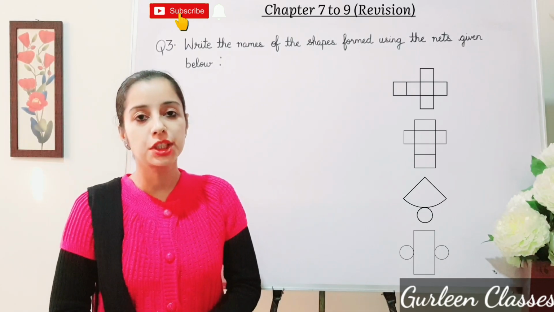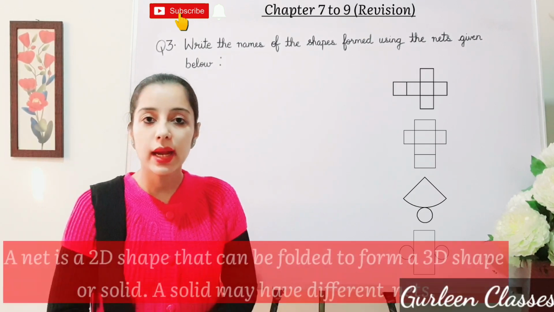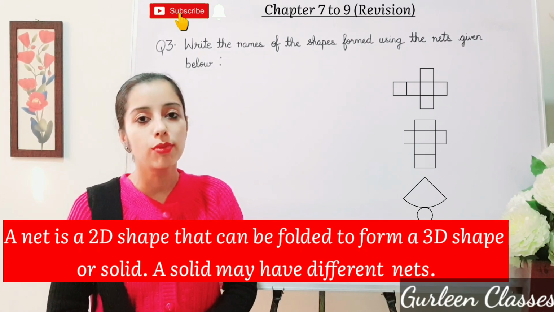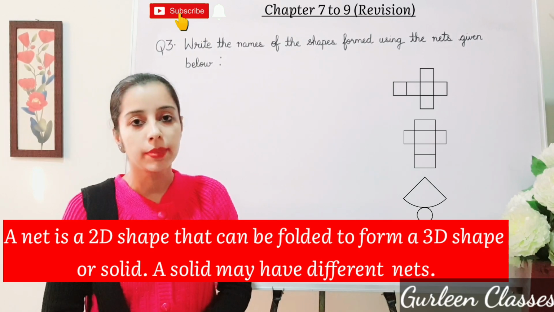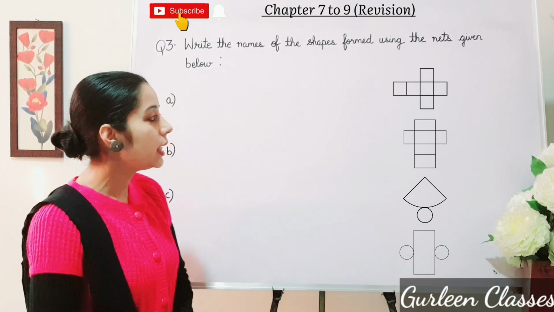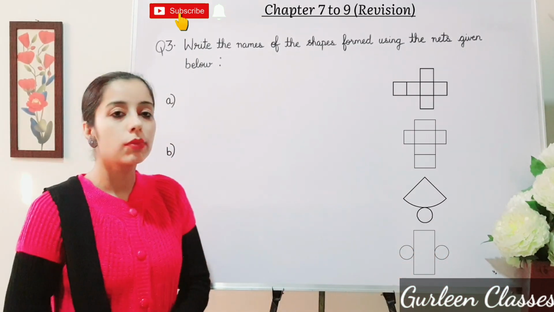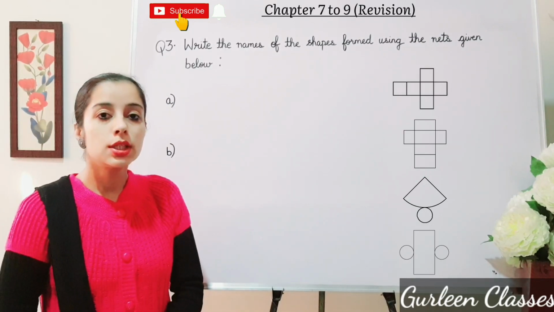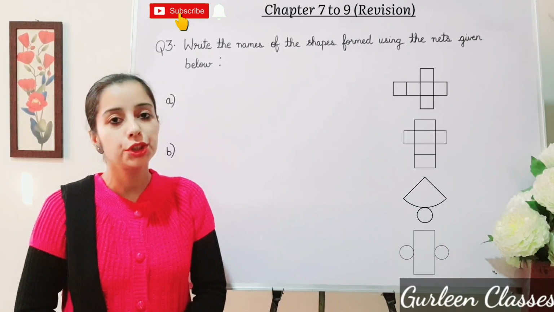Before moving to question number 3, let me tell you all what is a net. A net is a 2-dimensional shape that can be folded to form a 3-dimensional shape or solid. A solid may have different nets. So here you can see nets are drawn. Now question number 3, write the names of the shapes formed using the nets given below. So here you can see nets are drawn. We have to write the name of the shape.